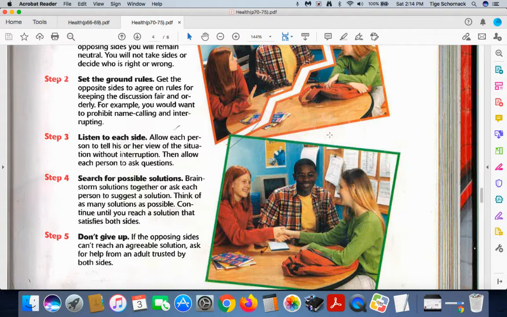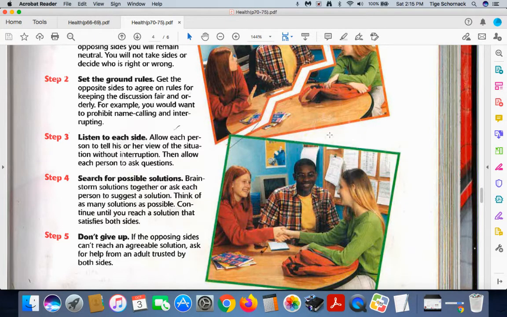Again, a win-win situation. Conflicts cannot be resolved if each side walks away thinking they're getting more than I'm getting. They're getting 65% of the pie, I'm only getting 35% of the pie. We need to work it to where we get as close to 50-50 as possible. Don't give up. If opposing sides can't reach an agreeable solution, ask for help from an adult trusted by both sides. Again, keep working on it.